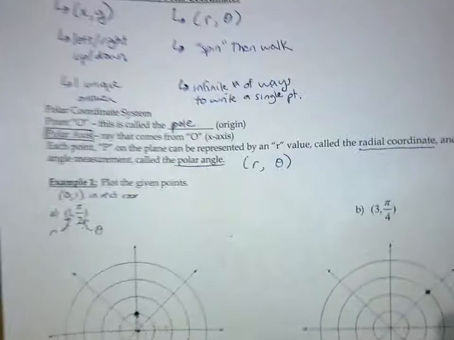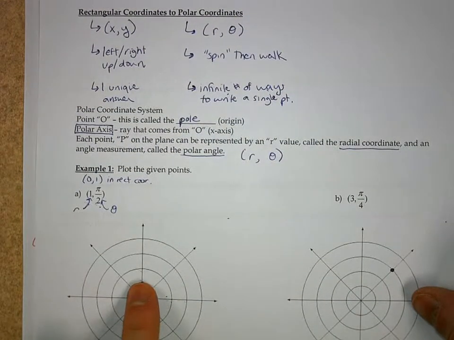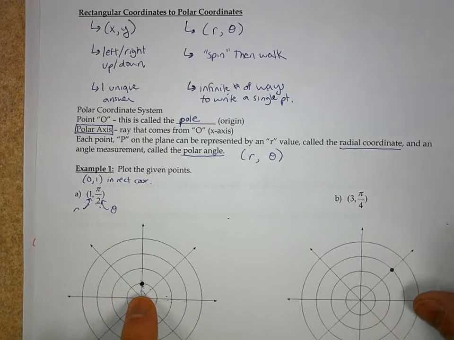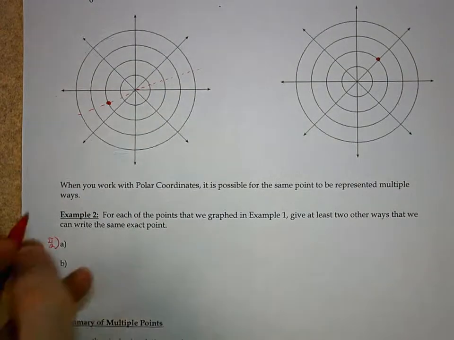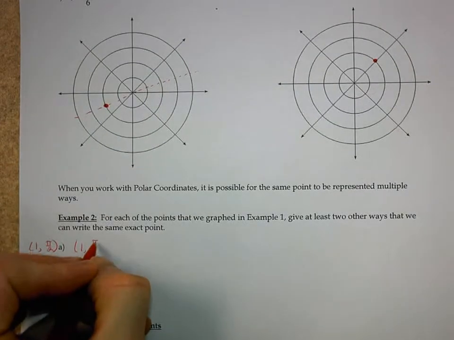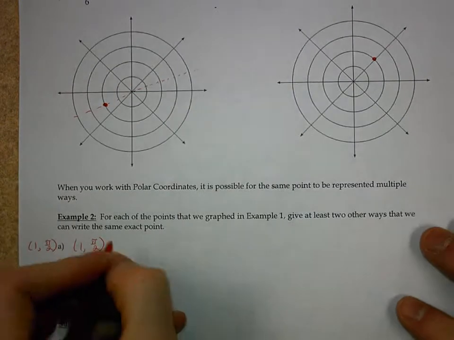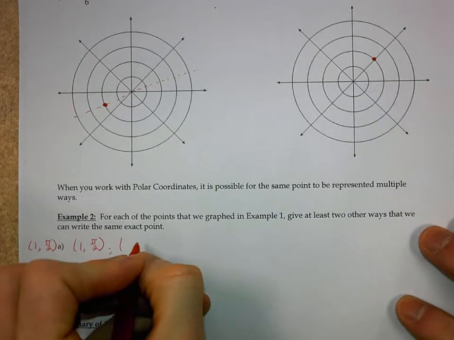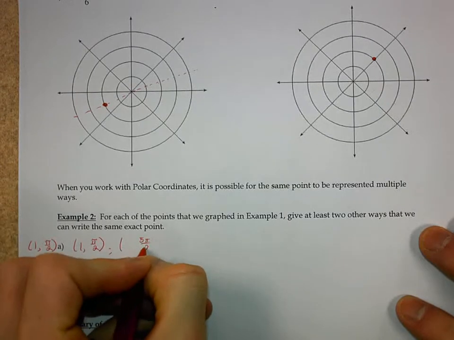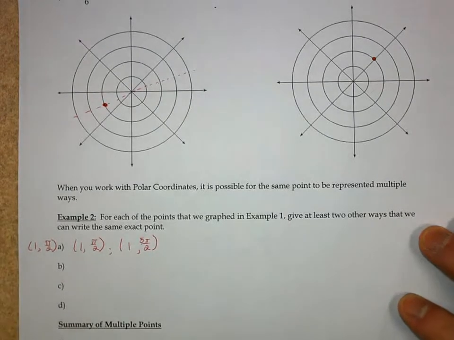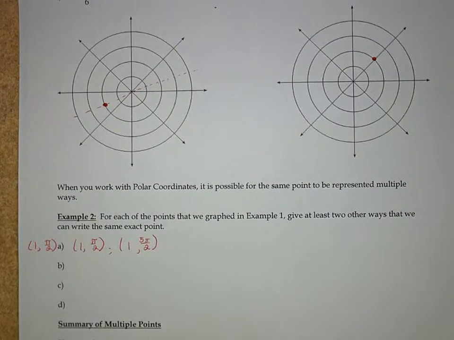And if I pull out my page, there's my graph of it. It's at the point 0, 1. What's another way that I could have written the ordered pair 1 comma pi over 2? Well, 1 comma pi over 2 is going 90 degrees and then walking 1 step up. I could have done the exact same thing by going 5 pi over 2 and then 1 step up. So I could add that 2 pi, get a coterminal angle.